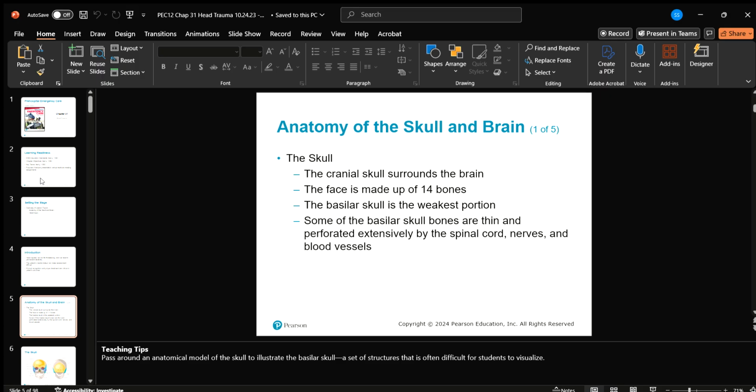So when we talk about the skull, we talk about the cranium, the face, the basilar skull is the weakest portion. And I'm sure we're going to get to it in the slides, but how do we have a very good indication that somebody has a basilar skull fracture? Battle signs. Nailed it.